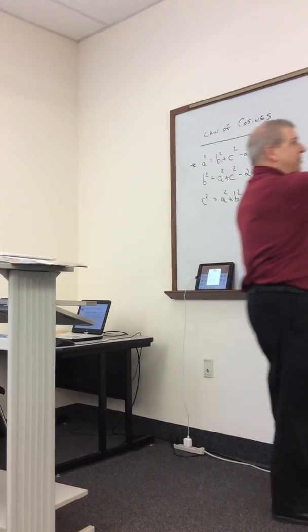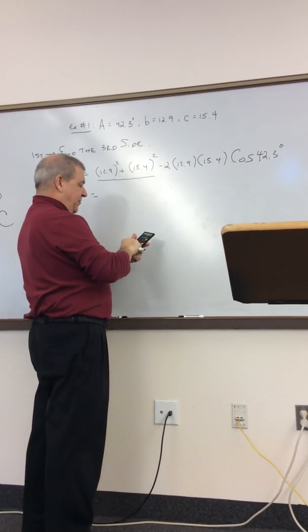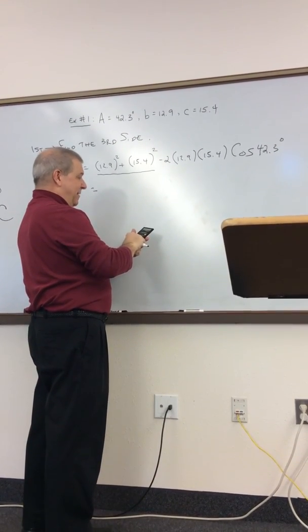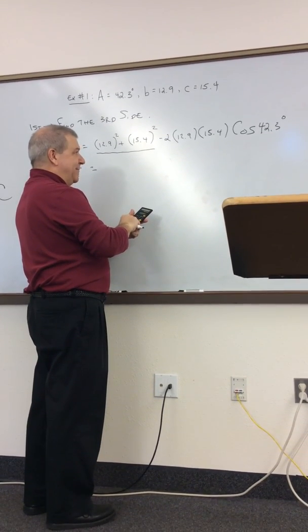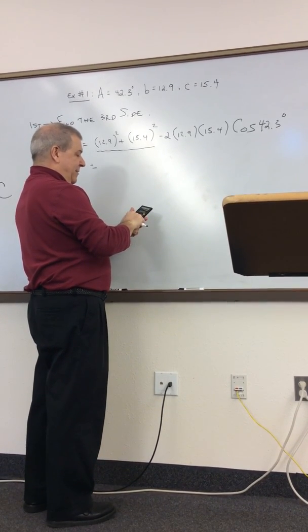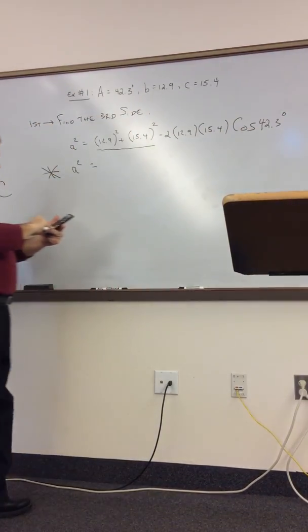Now, look what you're going to do. Minus 2 times 12.9 times 15.4 times the cosine of 42.3 degrees.